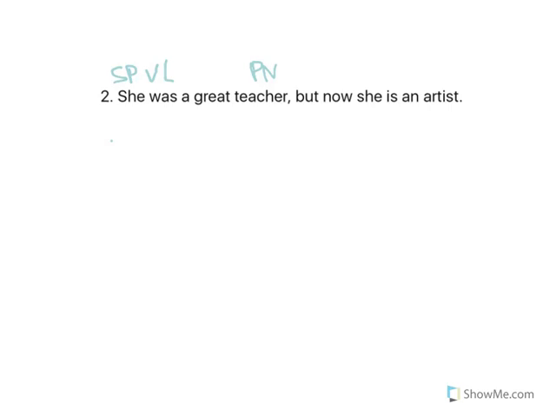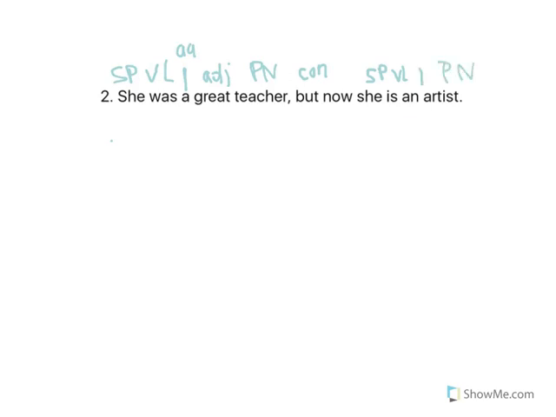It links. And then great is going to be an adjective, modifying teacher, telling what kind of teacher. And a is an article adjective, also modifying teacher. Now, but is going to be a conjunction, and it's a FANBOYS. She is our subject pronoun here. Is is going to be our verb, and again, it's a linking verb. It's telling us this: she equals artist. So now, artist is going to be a predicate noun.